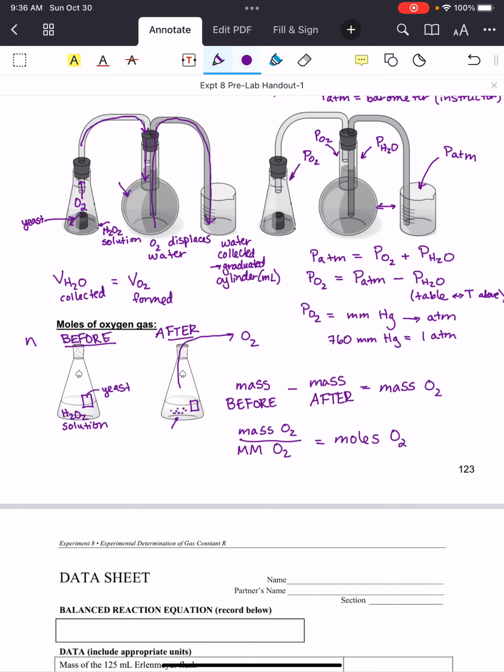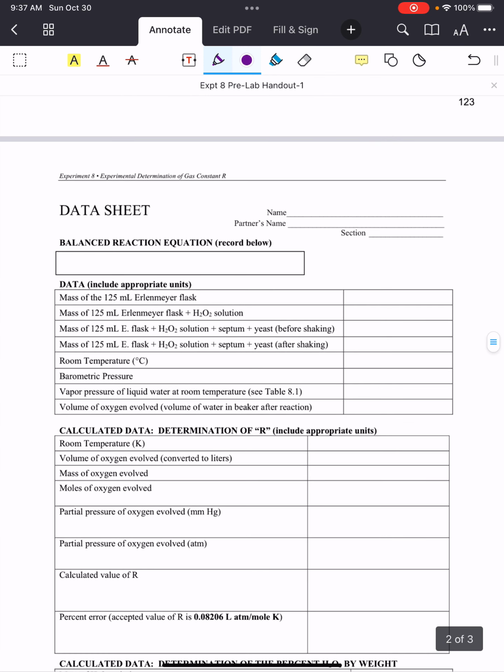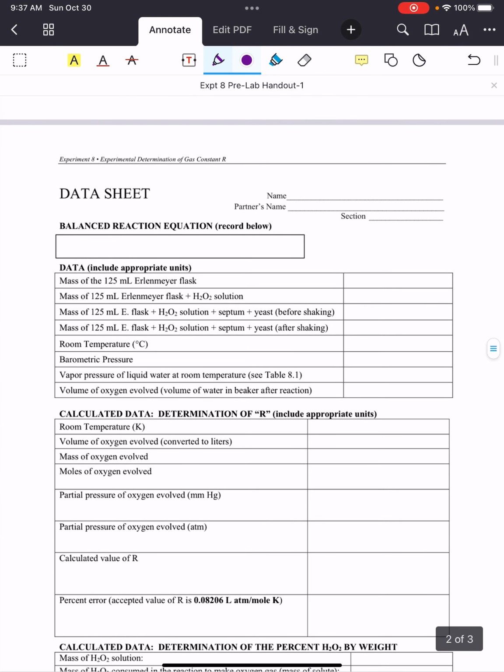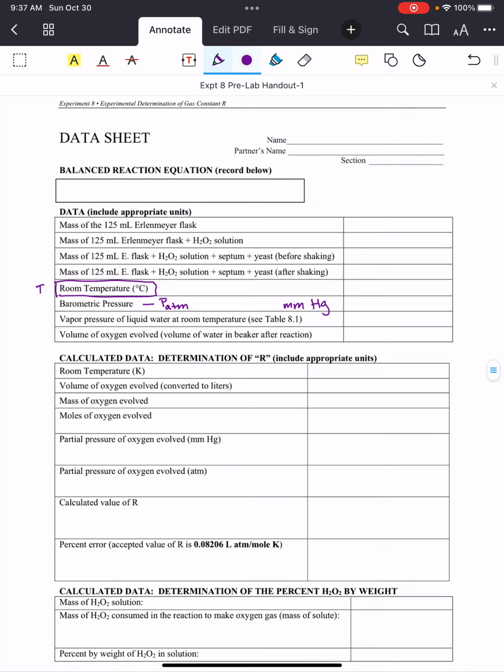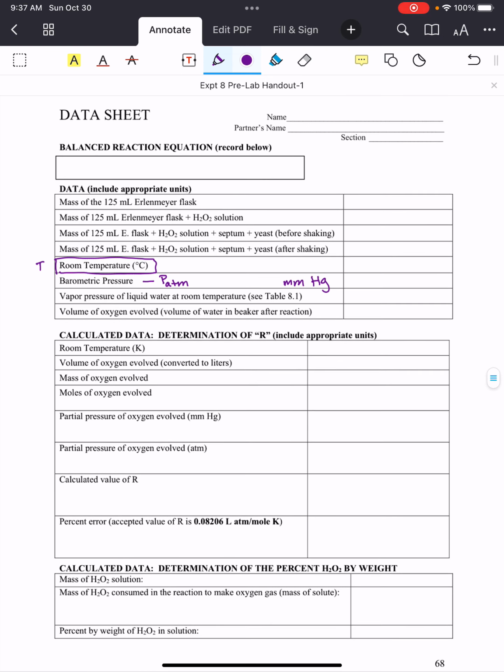So let's look at our data sheet so we can see how these are filled in. So room temperature in Celsius is what we had for T above. We'll just fill that in from a thermometer. This barometric pressure is our atmospheric pressure, and we record it from the barometer, and it should have units of millimeters of mercury because this is our data that we're just measuring. None of this is yet calculated.